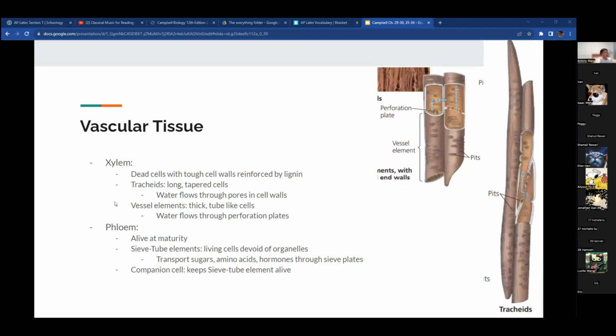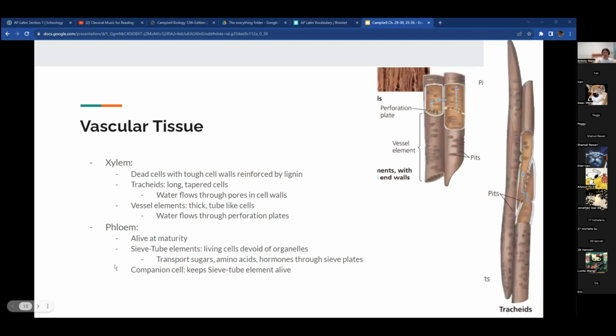And then xylem is dead at maturity, right? But phloem, on the other hand, is alive at maturity. Yes, thank you, Mary. Impermeable. That's what I was looking for. Phloem, on the other hand, is alive at maturity. I already went over what they did, but the cells that make up phloem are called sieve tube elements.